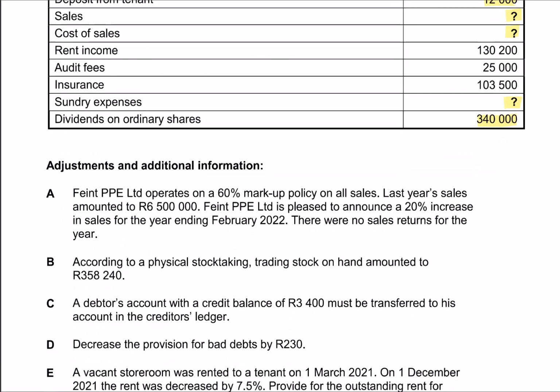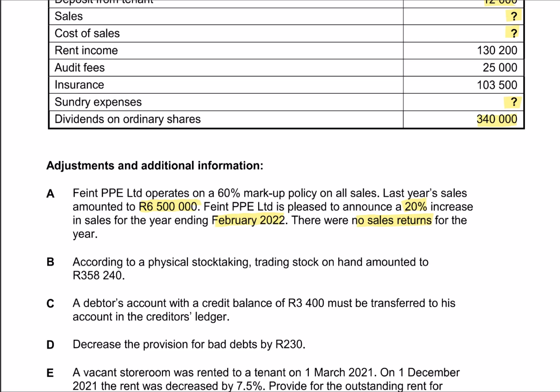Adjustments. Feint PPE operates on a 60% markup policy on all sales. Last year's sales amounted to 6,500,000. Feint PPE is pleased to announce a 20% increase in sales for the last year. That means you have to calculate your sales as a 20% increase. 20% of what? 6,500,000, for the year ending 28 February 2022. There were no sales returns for the year, so you don't have a debtors allowance.